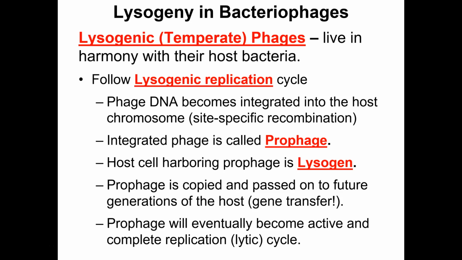Alright, so what we're going to look at next, or at least in part, are lysogenic or temperate phages. These are viruses that can, again, either go through the lytic cycle, or they can go dormant. They can go through this lysogenic cycle. Okay, so what is transpiring here?